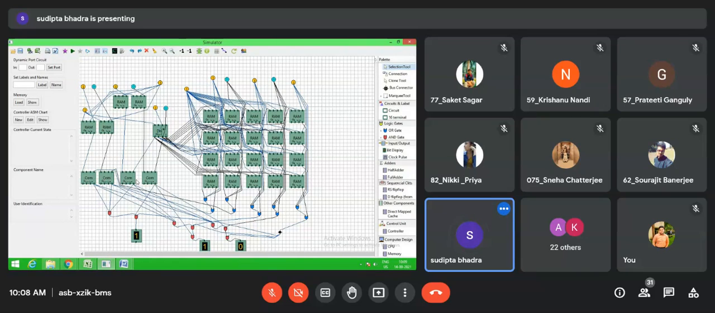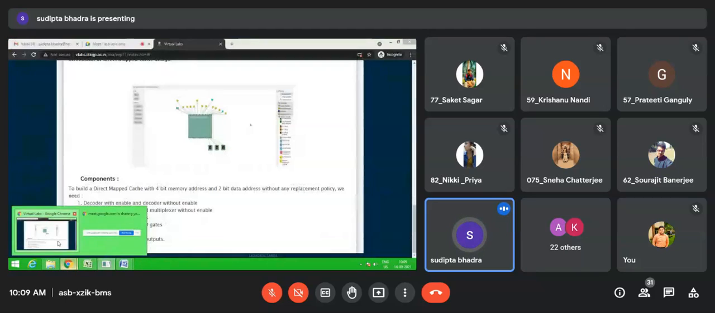You can use the 4-bit comparator module that is also present in that component list. And this 1-bit RAM is there for storing the address. So you complete these 2 circuits and let me know. And if you have any question, you can ask now.